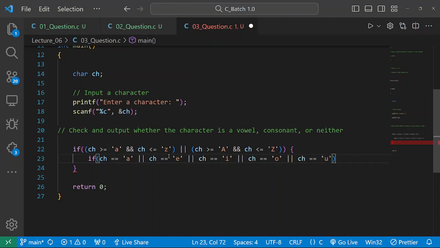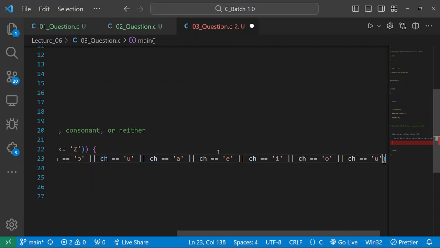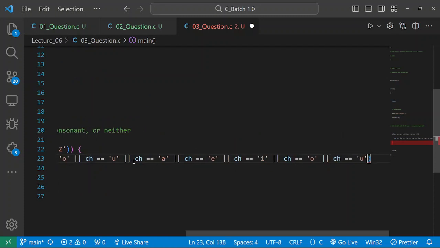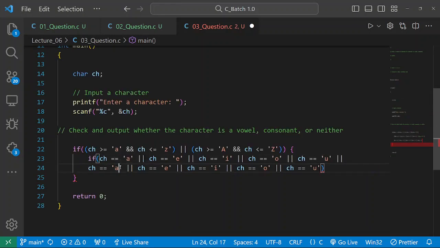Up to this, clear? Yes or no? But I have done this only for the small letters. Now the same thing I need to follow for which letter? Same thing again, I need to follow for the capital letters. So let me take it downwards so you can see the screen. 'A', 'E', 'I', 'O', 'U'. Okay, so I think I have written it properly.